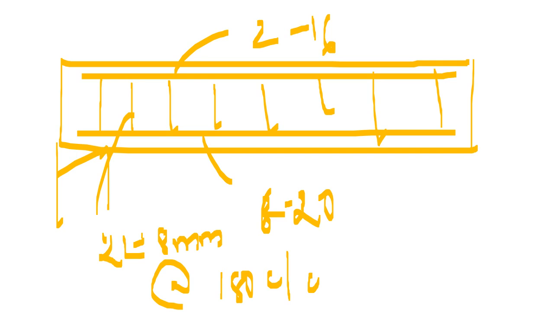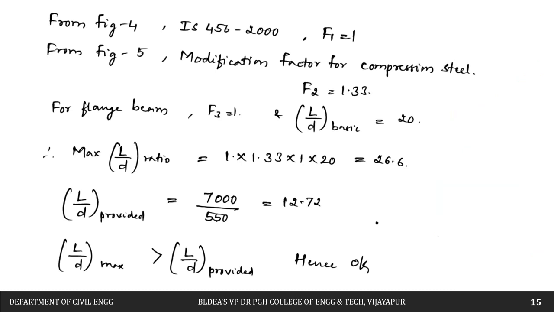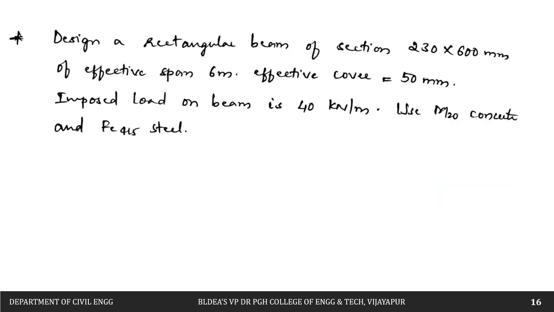You can show the supports. In this way you have to show the section. You have to show this longitudinal section and you have to show the cross section also. The next is you can take this problem as an assignment problem and submit it. If you have any further doubts, you can contact me.